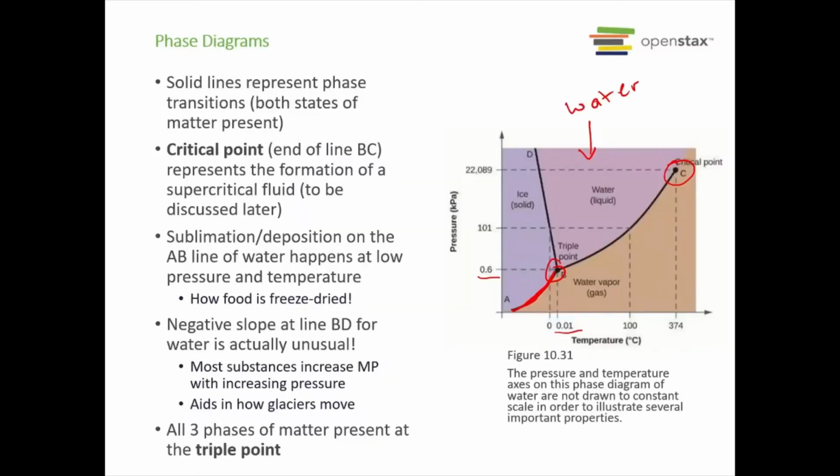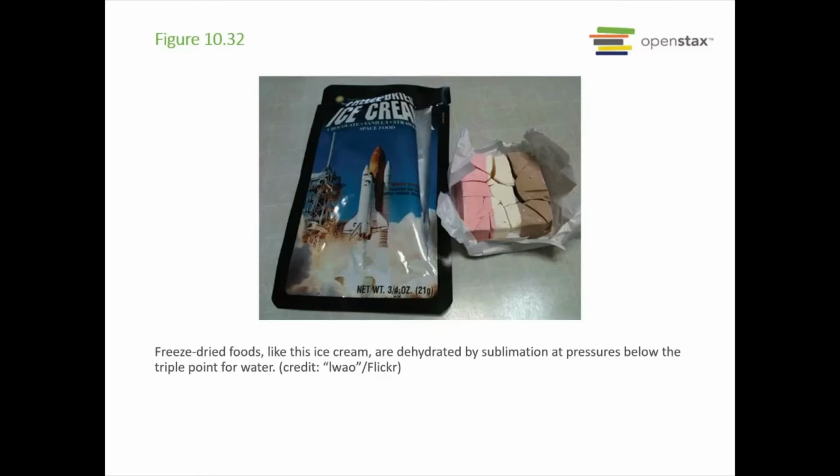Okay, so remember the triple point, all three phases. We go below that, and we can get into that sublimation area on the line, and we can freeze dry.